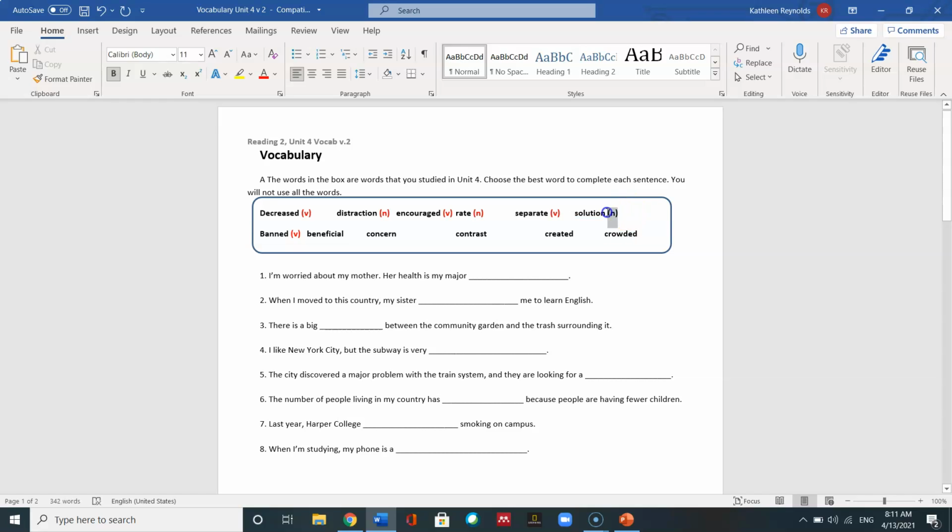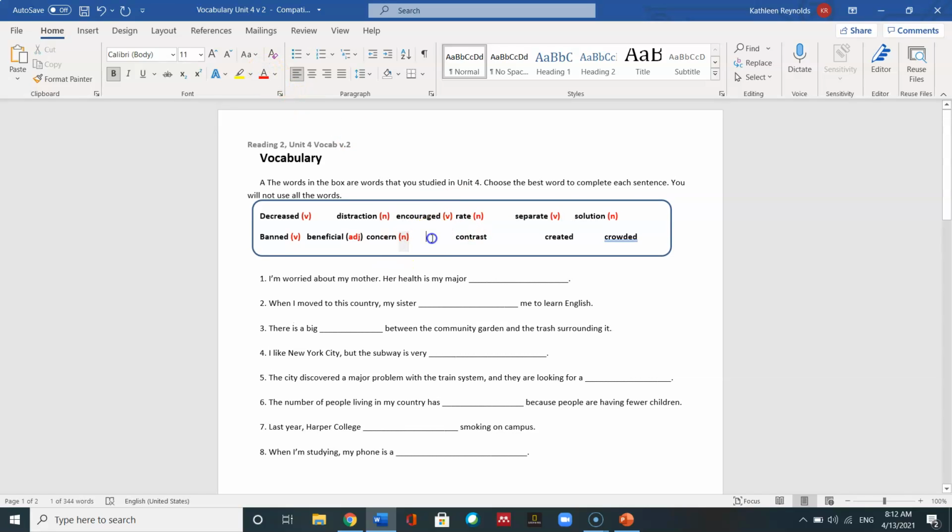Okay, so that helps us remember. Beneficial, we practiced a lot. That's an adjective, okay, and it means good. It really just means good or causing a benefit, like a positive effect. Next, we have concern, which means a thing, a noun, something that we are worried about. Okay. And we have contrast. Contrast is a noun, and it means the difference between two things.